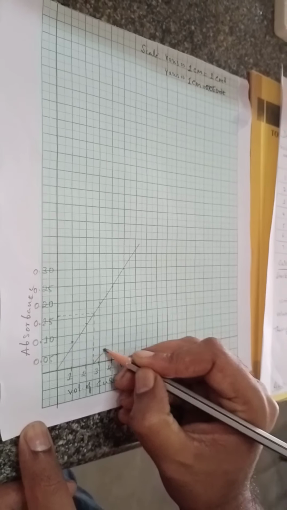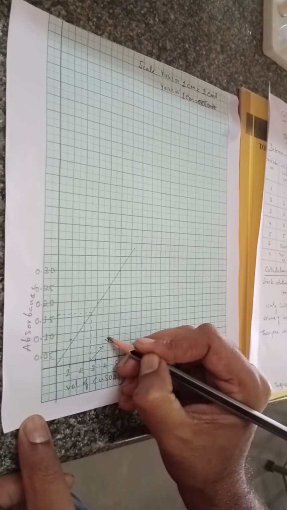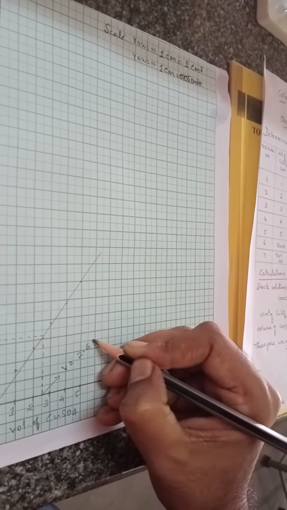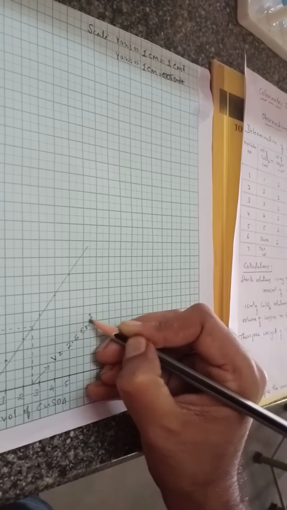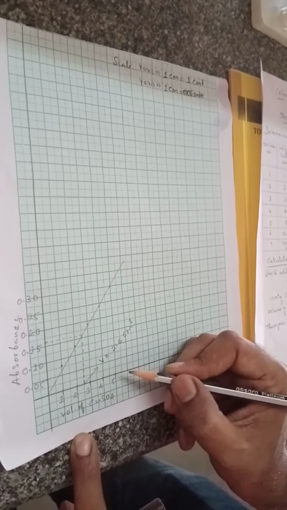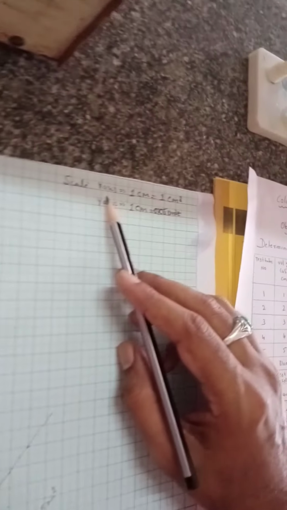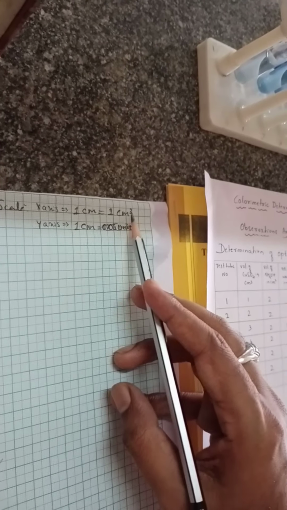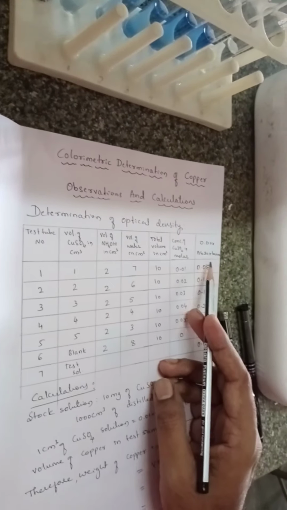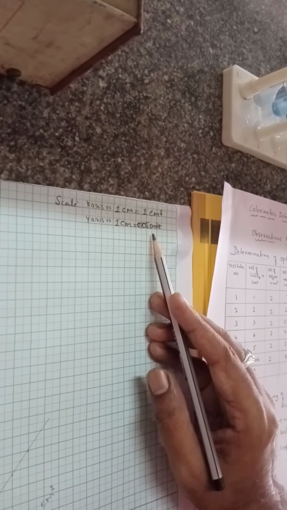Join the line towards the x-axis, and now we can observe V is equal to 2.6 cm cube. Okay, 2.6 cm cube. So that came through the graph. Here the scale mentioned over the x-axis is 1 centimeter equal to 1 cm cube, and over the y-axis 1 centimeter is equal to 0.05 unit, because absorbance or optical density doesn't have any specific unit. So simply it is considered as 0.05 unit.